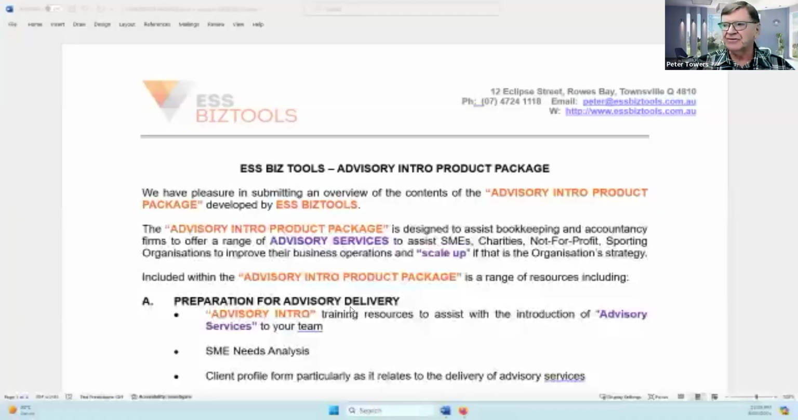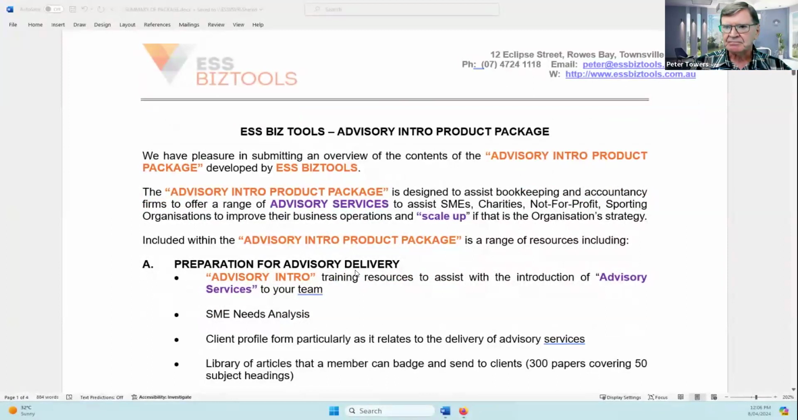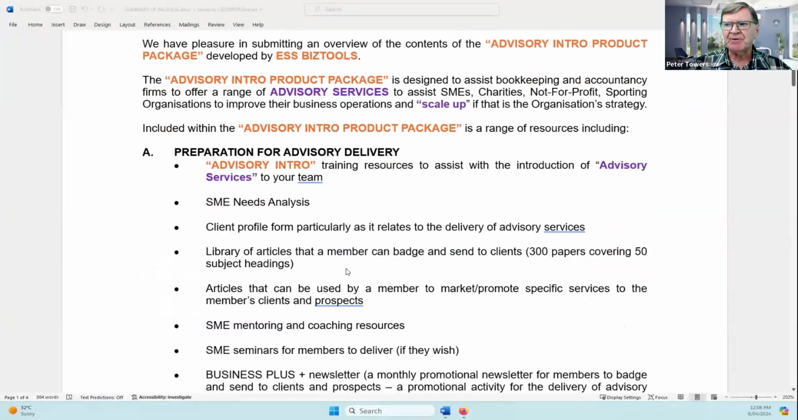I'm now going to show you the contents of what's included in the advisory intro package. We'll start with section A, preparation for advisory.